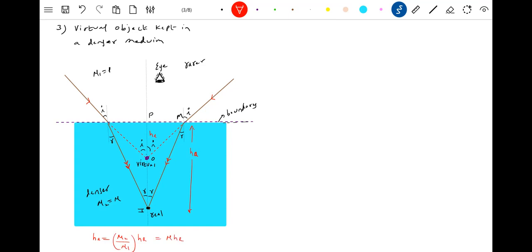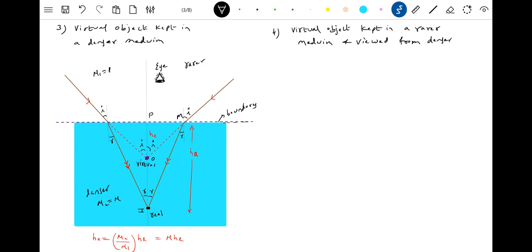So what is the conclusion? If a virtual object is kept in a denser medium and viewed from a rarer medium, the virtual object will appear further away from the boundary. Similarly, here only, let me go for a virtual object kept in a rarer medium and viewed from a denser medium.